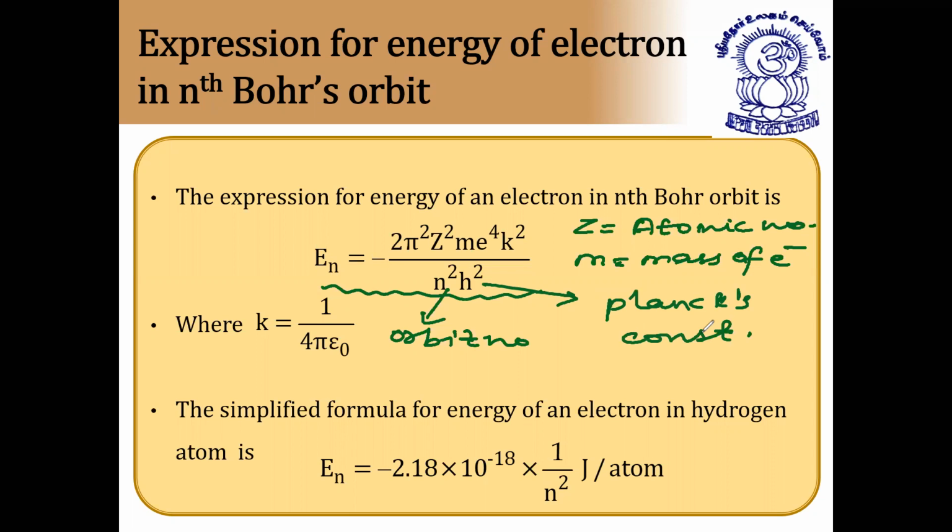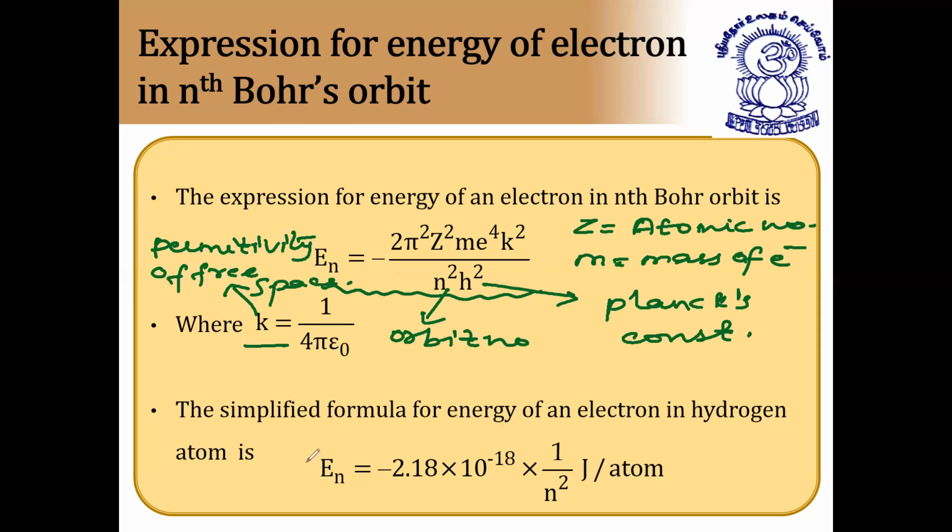So this is the exact formula for finding energy of electron. That is, k is called 1 by 4 pi epsilon naught, where epsilon naught is also called the permittivity of free space. So this is the exact equation for energy of the electron in the nth orbit. But this is only the formula, but the application formula is different.